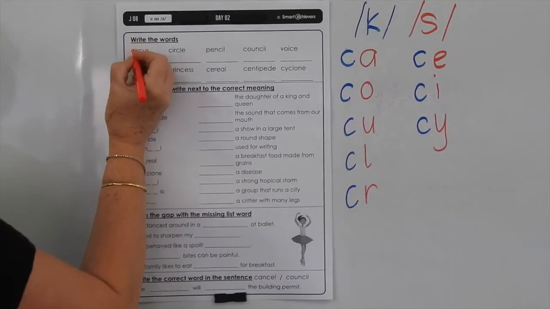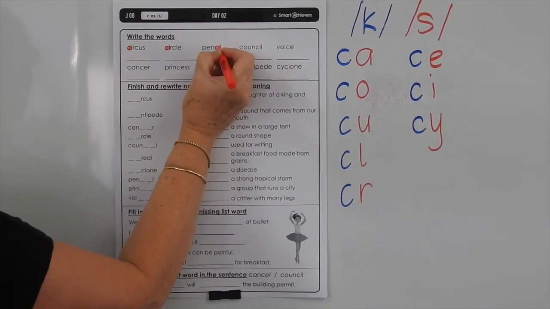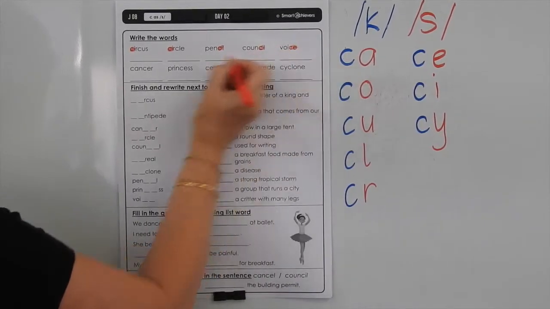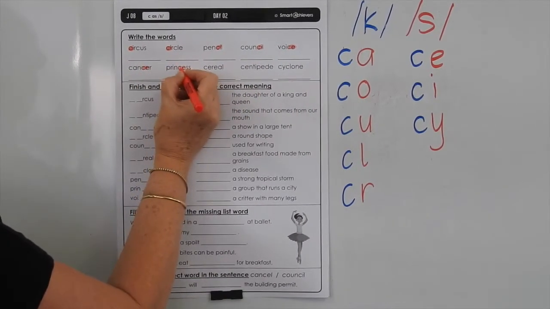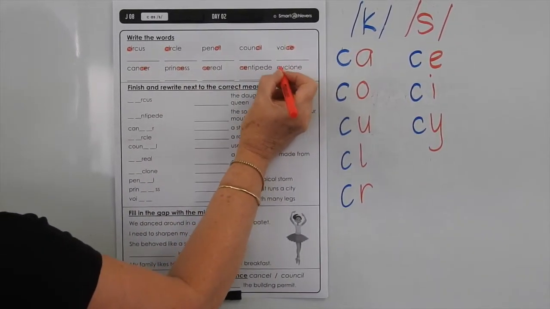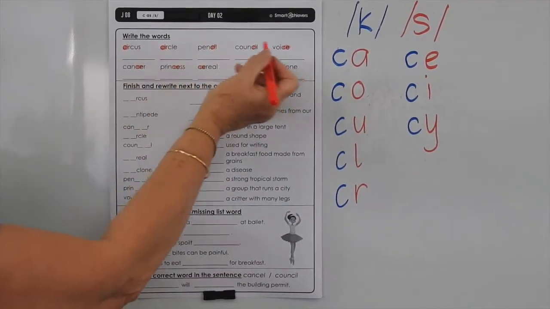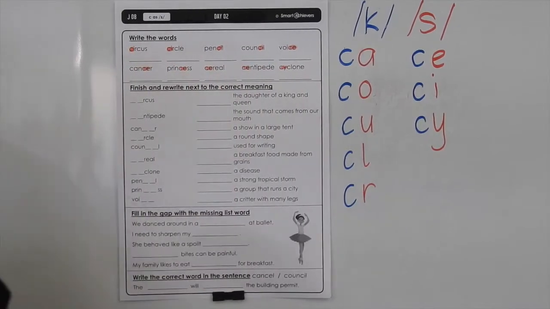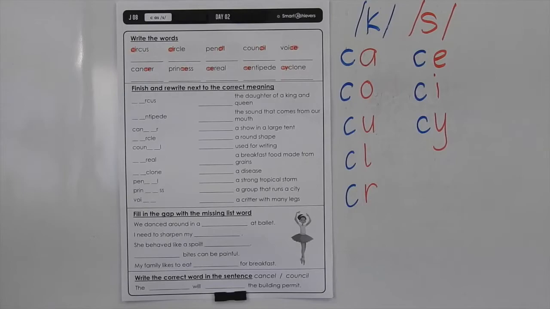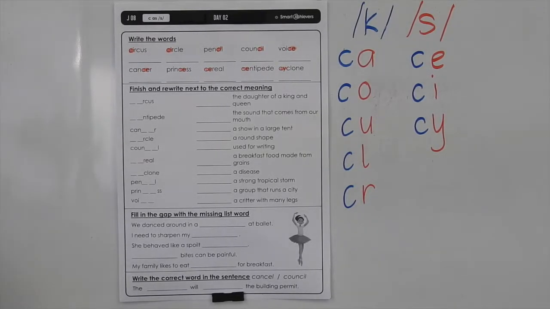And we've got C-I, C-I, C-I, C-I, we're highlighting C-E, C-E, C-E, C-E, C-E, and C-Y. So you know, because the C is followed by an I, E, or a Y in those words, it's making its soft sound S. Now get another colour out, and this time we're going to go through and look at where the C is saying its hard sound K.